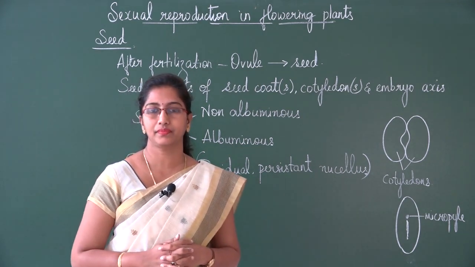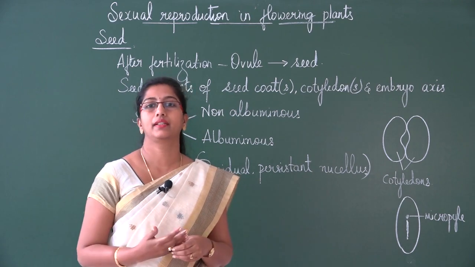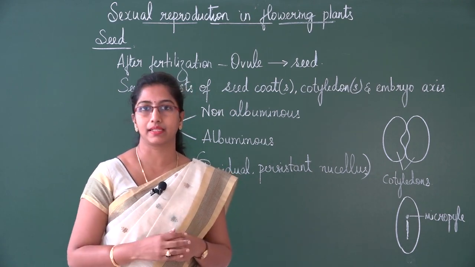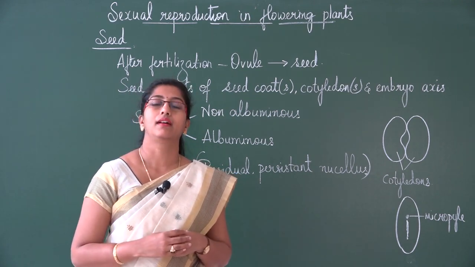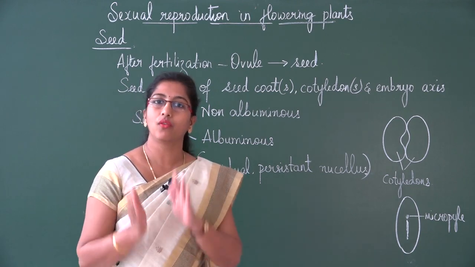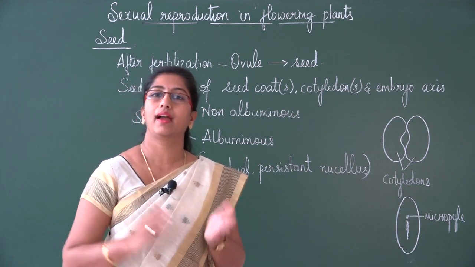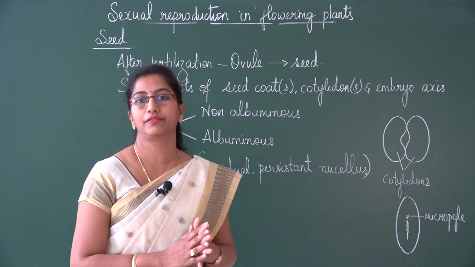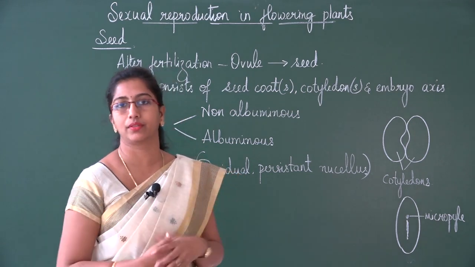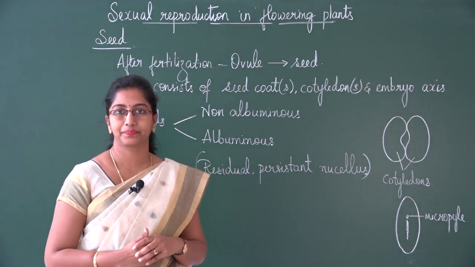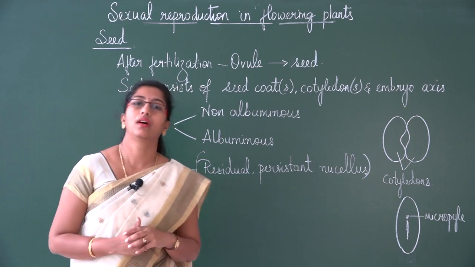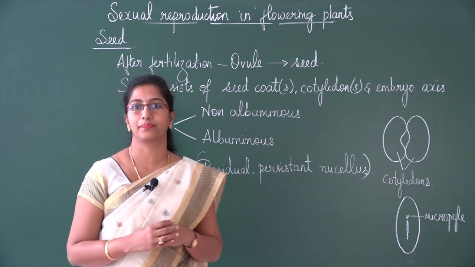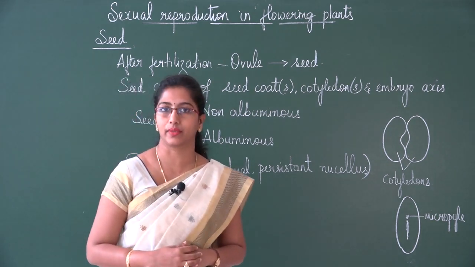embryo. So after that I told you main events take place, other two things, that is development of ovule into seed and development of ovary into fruit. So that part we are going to study today. Okay, so seed formation. That is what we are starting with.